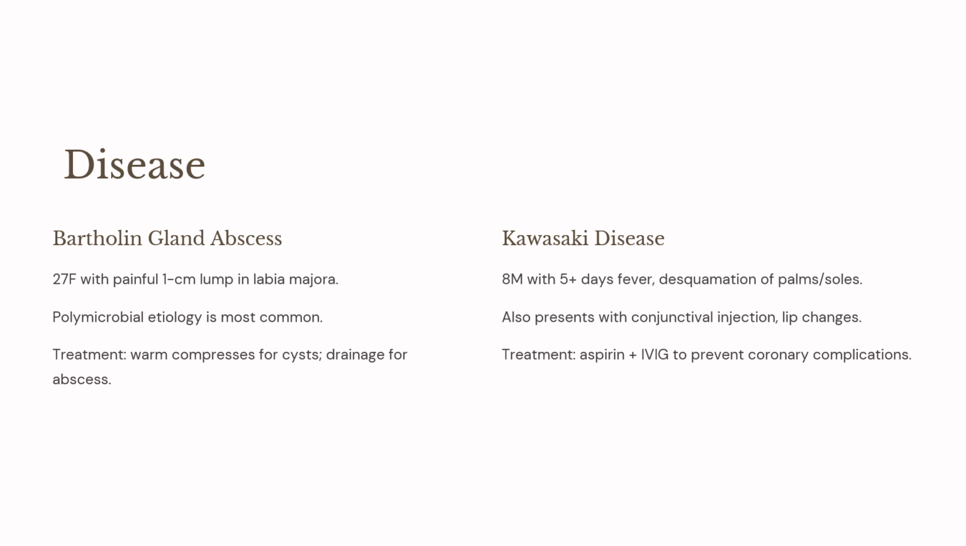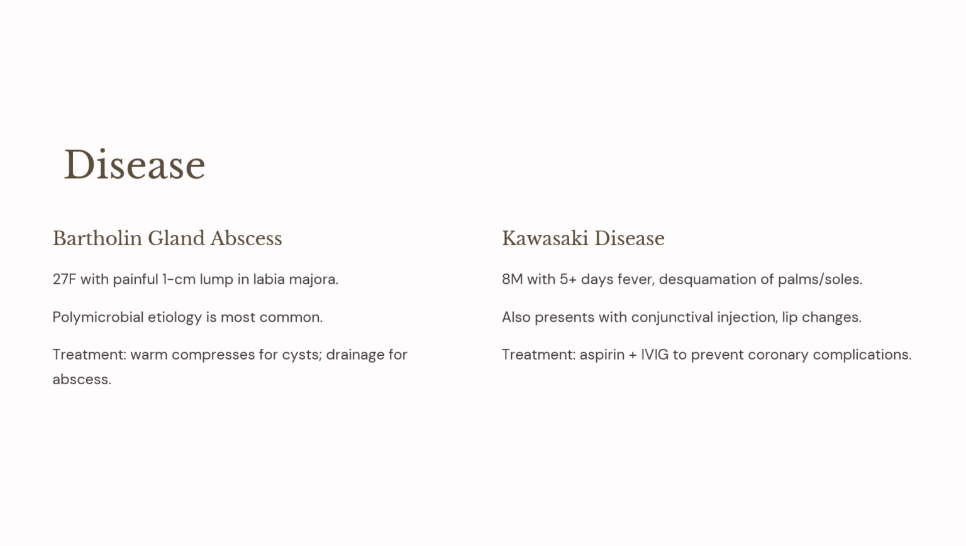What about Kawasaki disease? Kawasaki disease is mostly seen in children with 5+ days of fever along with desquamation of the palms and soles. It also presents with conjunctival injection as well as lip changes and all. So the main treatment for Kawasaki disease is aspirin. Generally, aspirin is not given in the pediatric age group fearing Reye's syndrome, but the only indication where aspirin can be given in children is Kawasaki. Sometimes IVIG can also be given to prevent coronary complications.